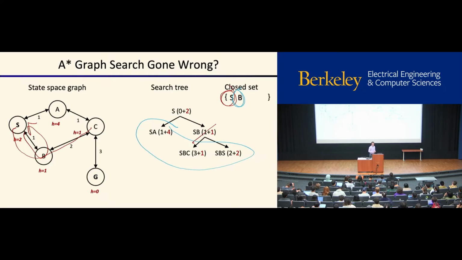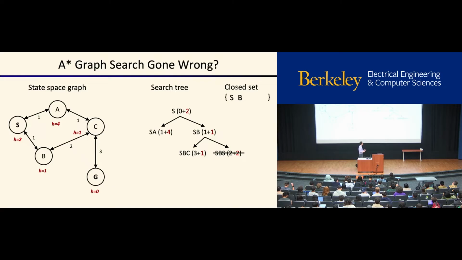Let's suppose that we were going to do SBS, because then we can get to the interesting part. Well, we think about expanding SBS, and we say, hold on a second. We already saw S. That was the red circle up there. It's in our closed set. We shouldn't expand S again. We'll just be back where we started. So we can cross that one off of the list. We don't expand it.